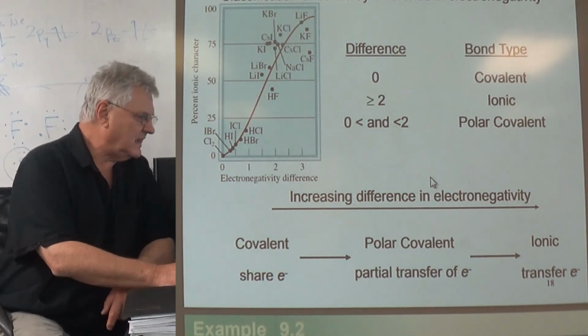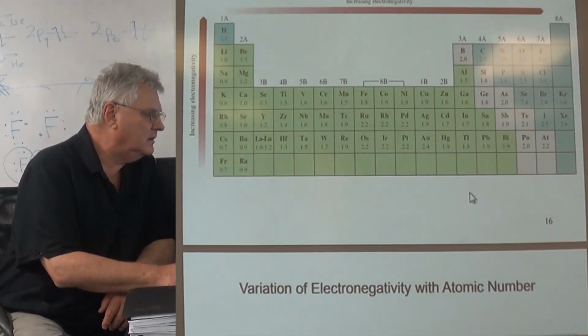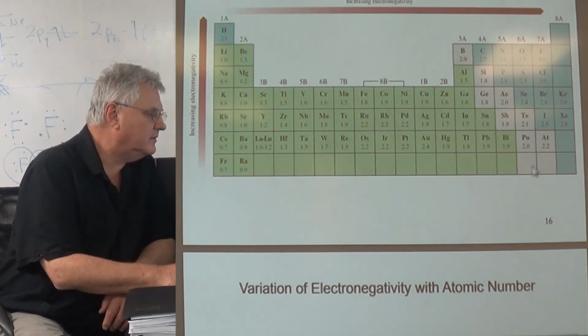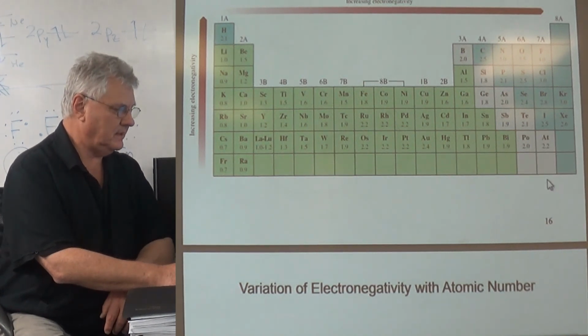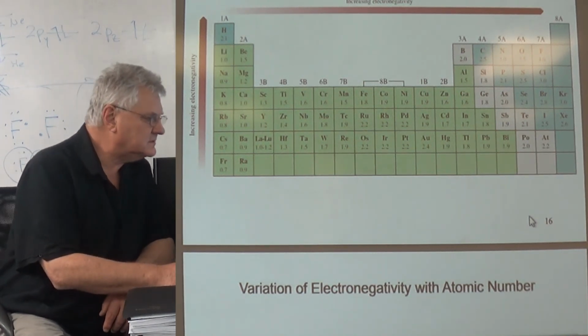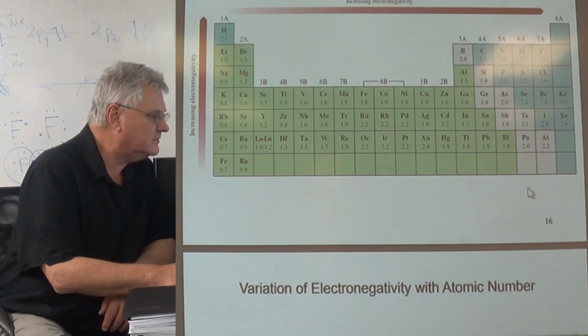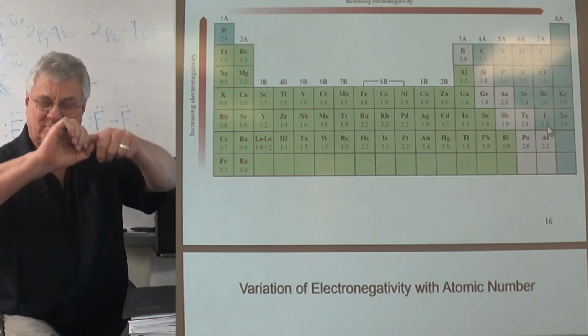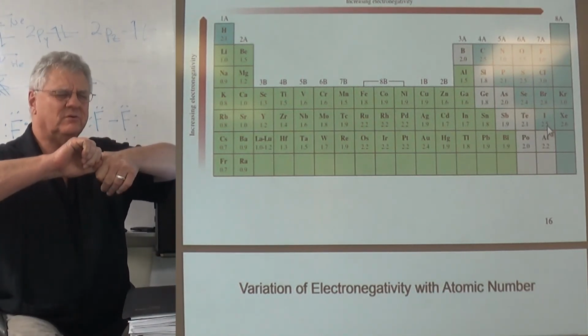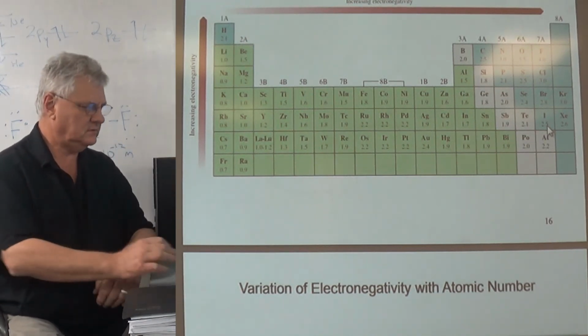Or any elements that happen to have the same electronegativity. I don't know if there's any that are exact. Yeah, there is arsenic and boron here. Here's iron, 2.8. Here, sulfur has an electronegativity of 2.5, and so does iodine. So if they form a bond, the difference is 0. It's going to be a perfect covalent bond.